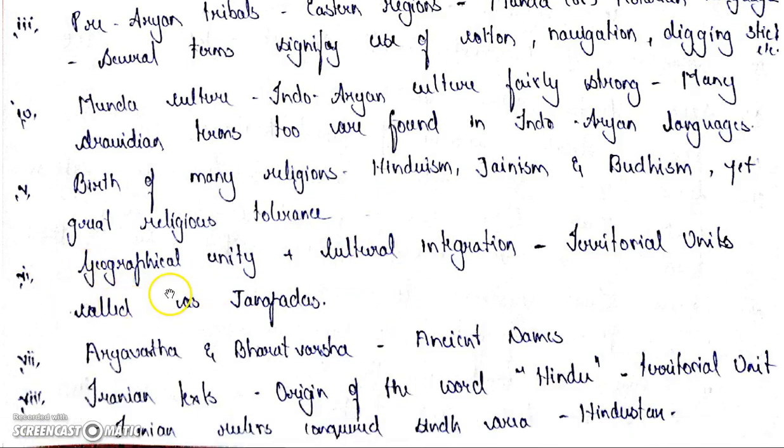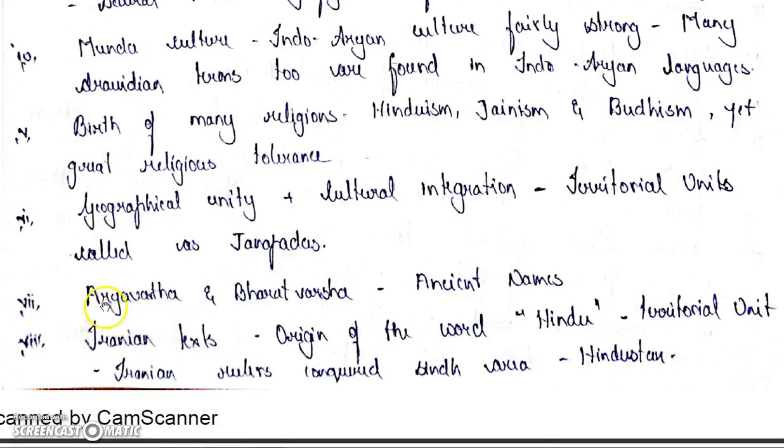Fine. Then this also helps in knowing about the Janapadas. What are the Janapadas? Janapadas are nothing but a geographical unity plus cultural integration. They have formed into territorial units, nothing but what we can nowadays call states, right? So in olden days, a geographical unity and a cultural integration both formed a territorial unit, and they are called Janapadas, right?